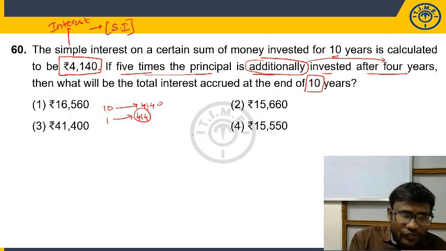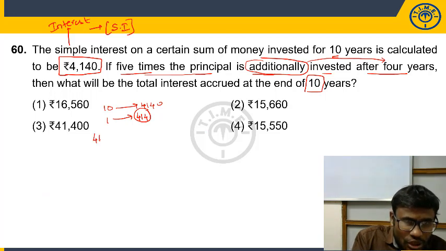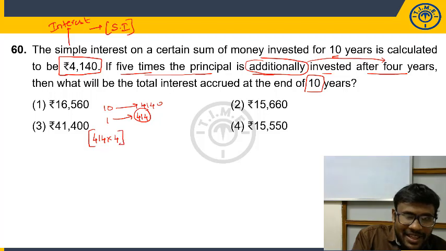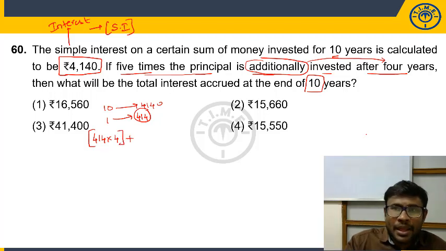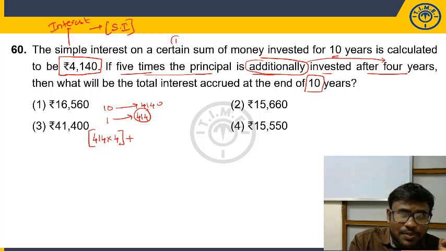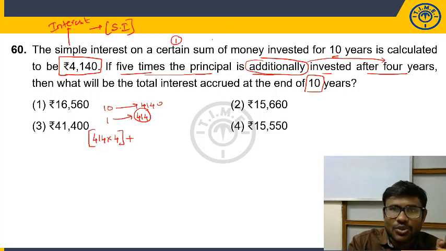So for the first 4 years you'll be getting an interest of 414 into 4. After that, what happened? After 4 years, 5 times the principal was additionally invested. Previously, let us assume the principal was 1 rupee. For the first 4 years it was 1 rupee. Now I am additionally investing 5 rupees extra, so now the principal is 6 rupees.